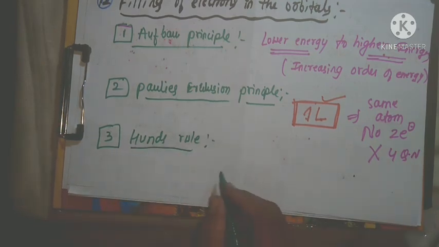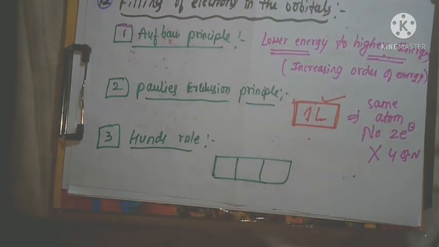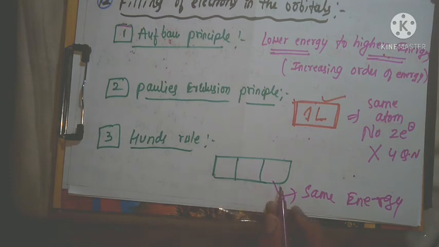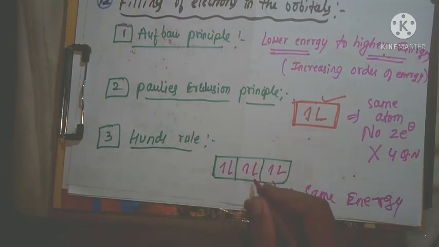Hund's rule, what does it say? For example, P means how many orbitals? 3. Means all these 3 are having the same energy. If the orbitals are having the same energy, then first you have to add one electron to each orbital. After adding one electron to each orbital with the same spin, next go for pairing with opposite spin. In this way, first singly occupied, next pairing.